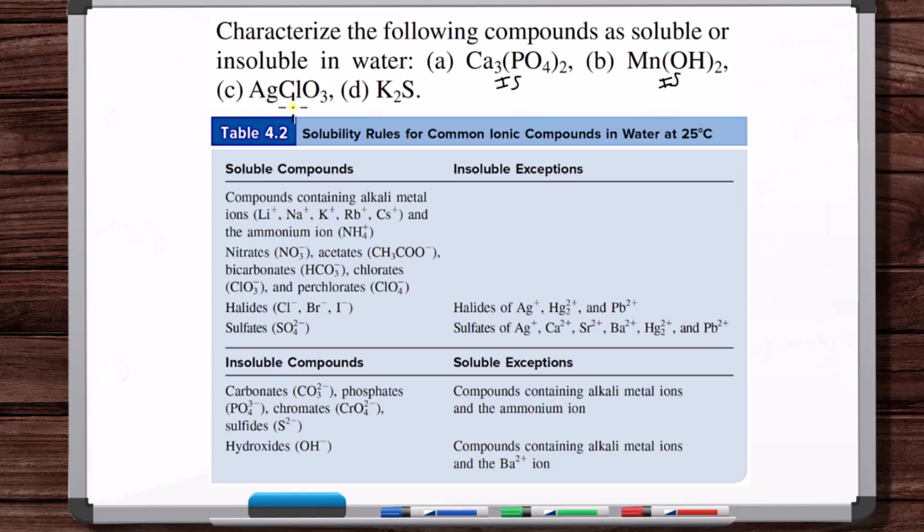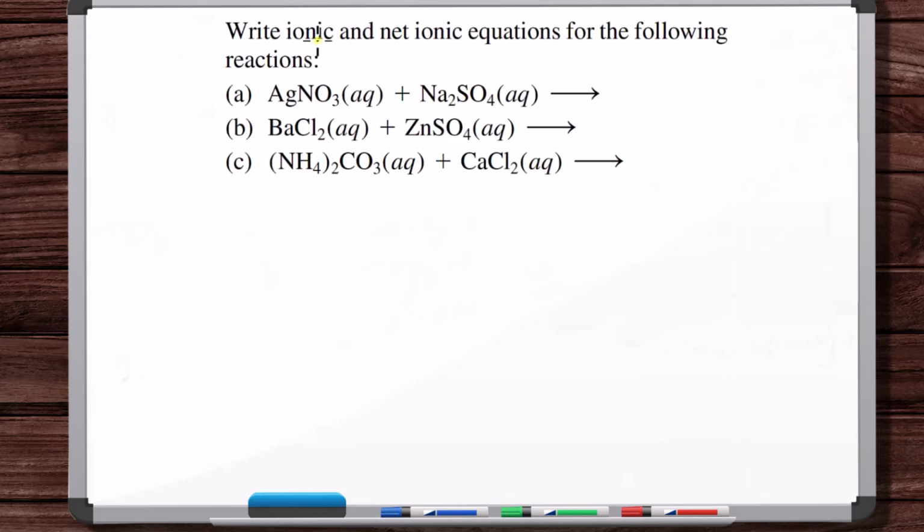All right, silver chlorate. So chlorates are all soluble with no exceptions, so soluble. Okay, potassium sulfide. All compounds containing potassium cations are soluble. No exceptions. Okay, write ionic and net ionic equations for the following reactions.